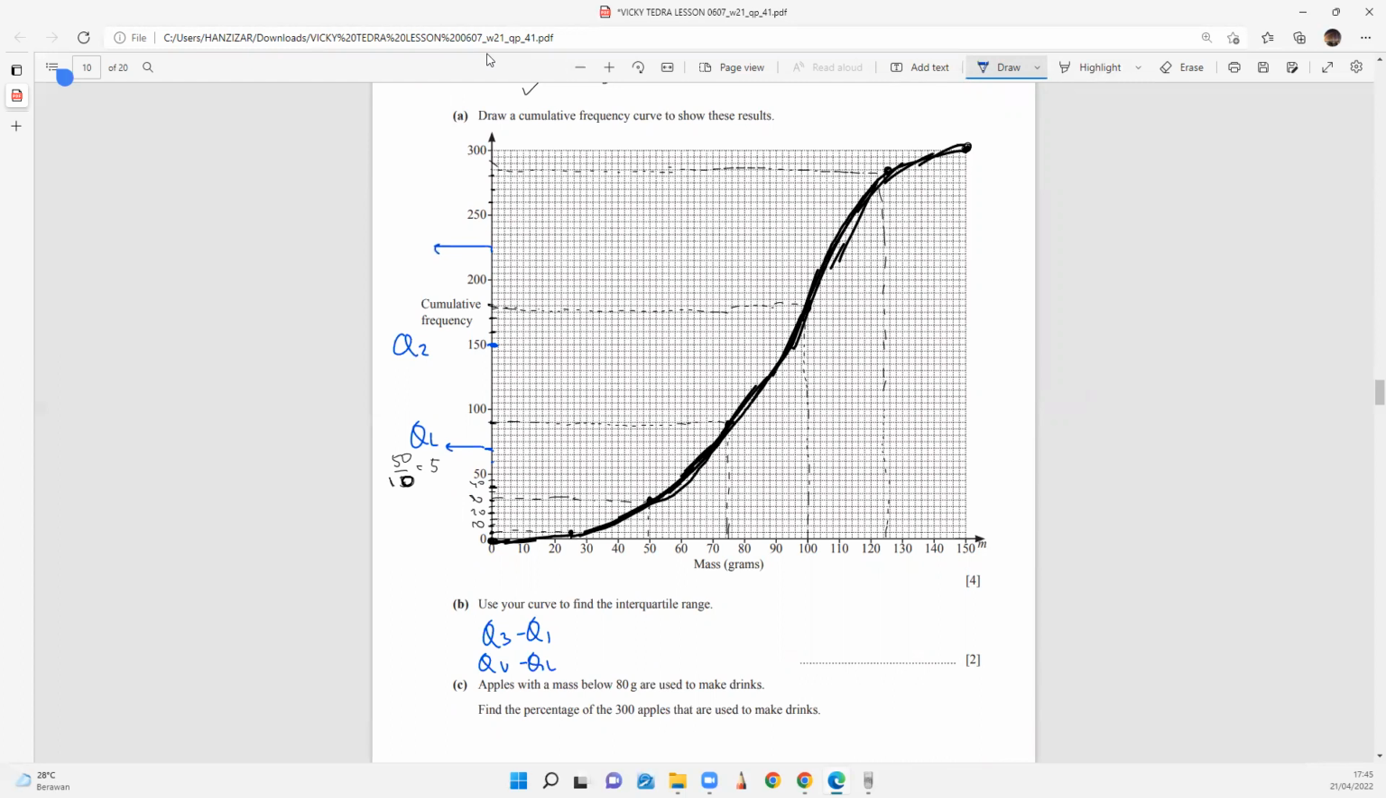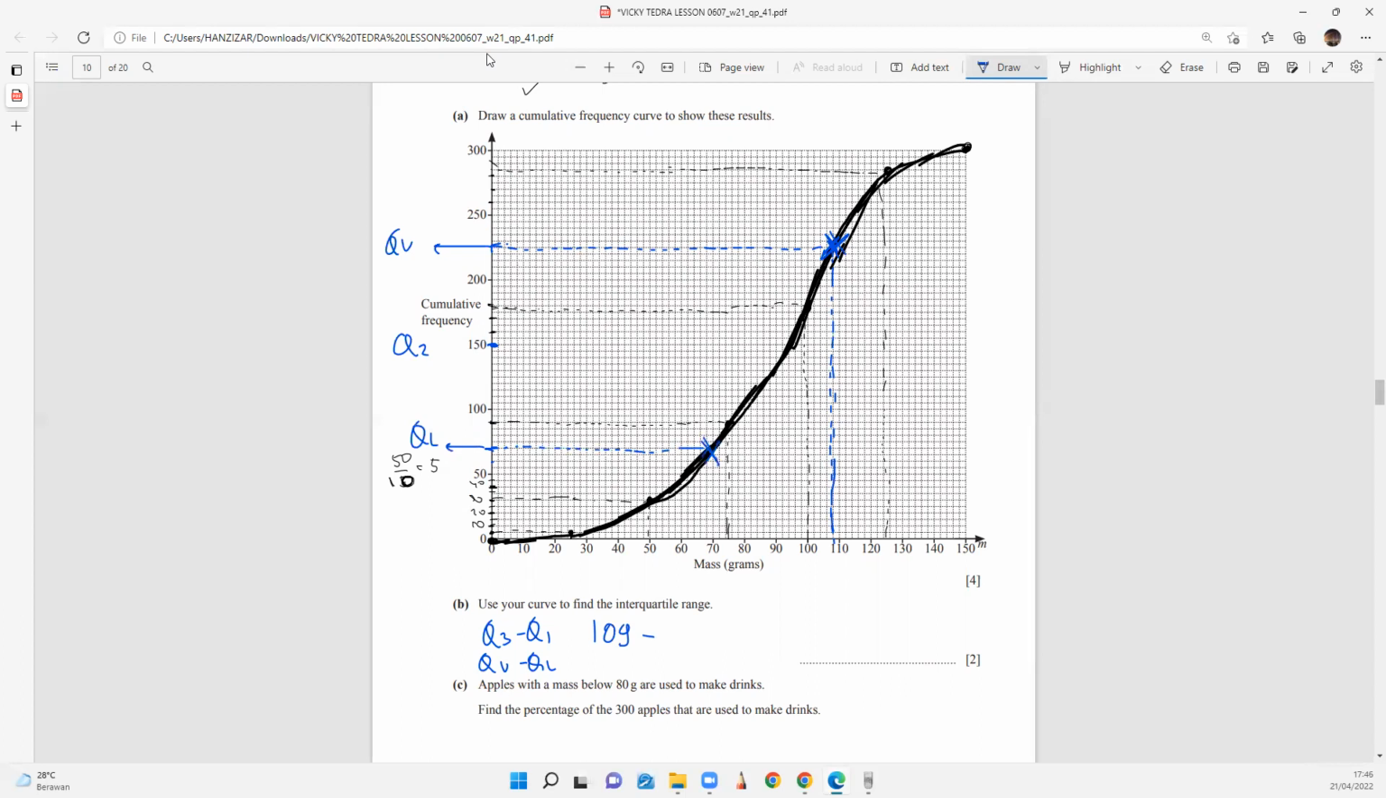This is Q upper. So to calculate the interquartile range, Q upper minus Q lower, you need to find the mass, right? So there you go, bang. It's here. So what is the mass? The mass is about 110, or 109, let's say, we don't know. So 109, subtract the lower quartile here. You pull the line and it's here.